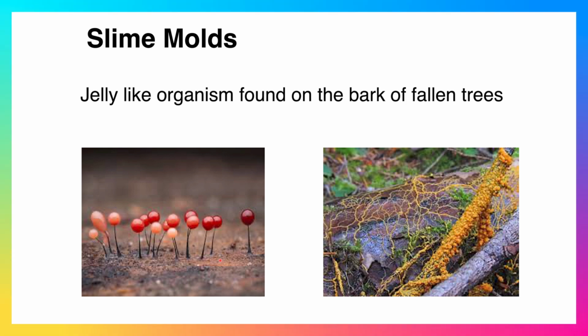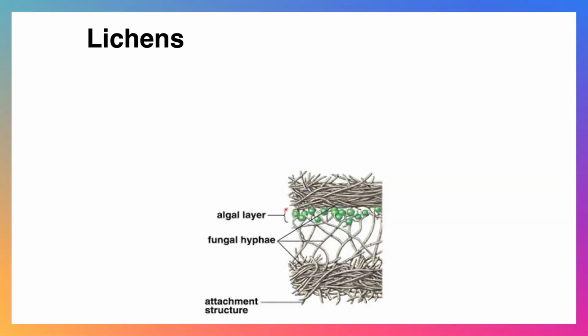Slime mold is a jelly-like organism that's found on the bark of fallen trees. Here's an example here of slime mold on these tree trunks. This is less dense. This is more dense than the same thing. And this is a close-up of the spore cases that are on the slime mold.